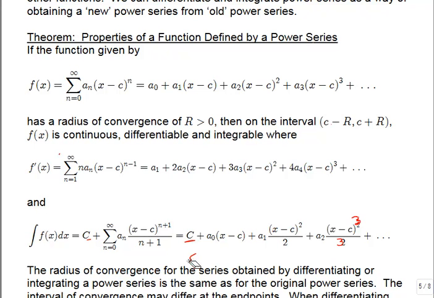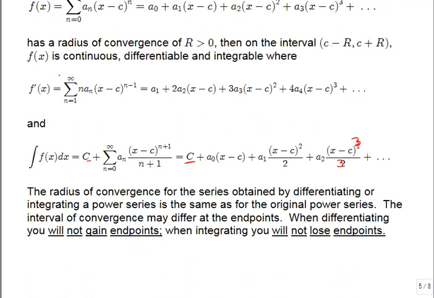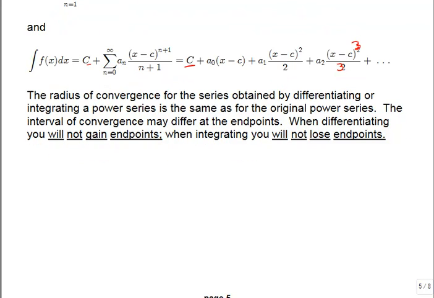Okay? Now the radius of convergence for the series obtained by differentiating or integrating a power series will stay the same as the original power series. So the radius of convergence doesn't change. The interval of convergence will only change possibly at the endpoints.